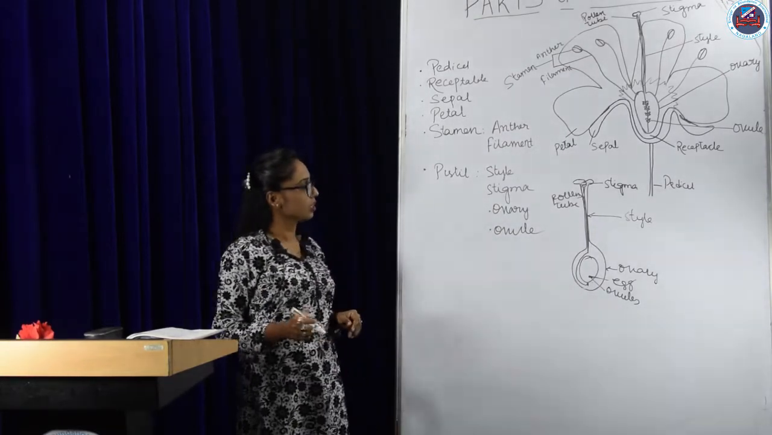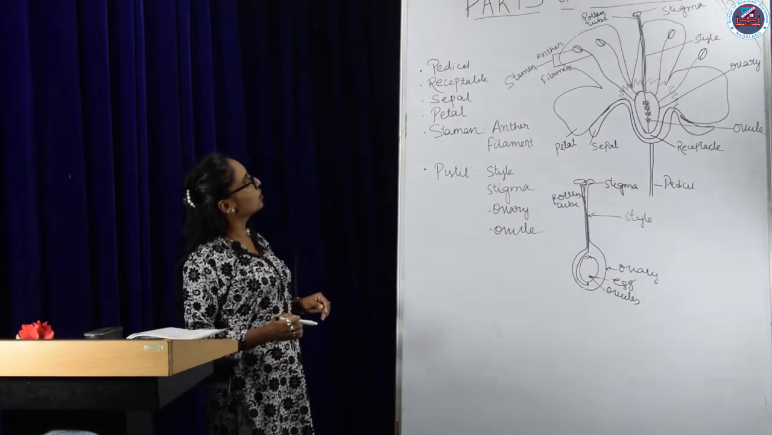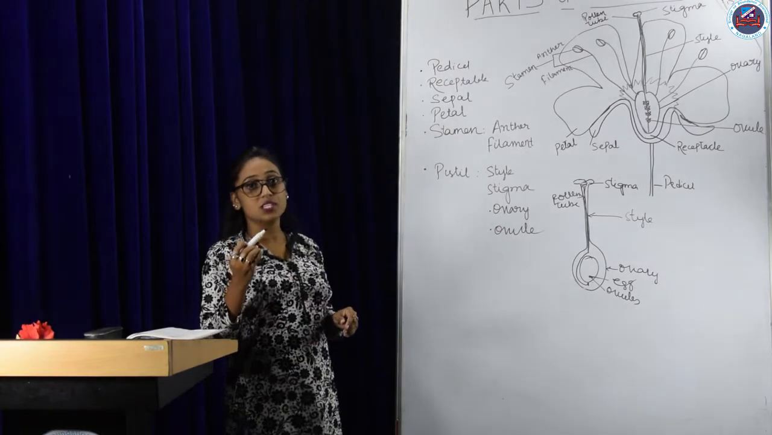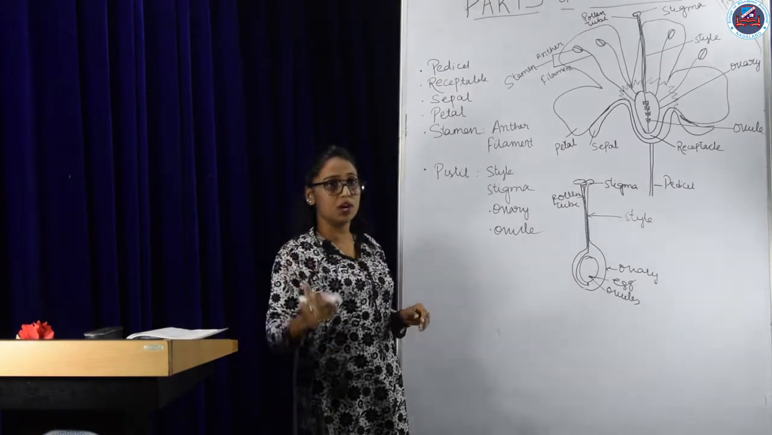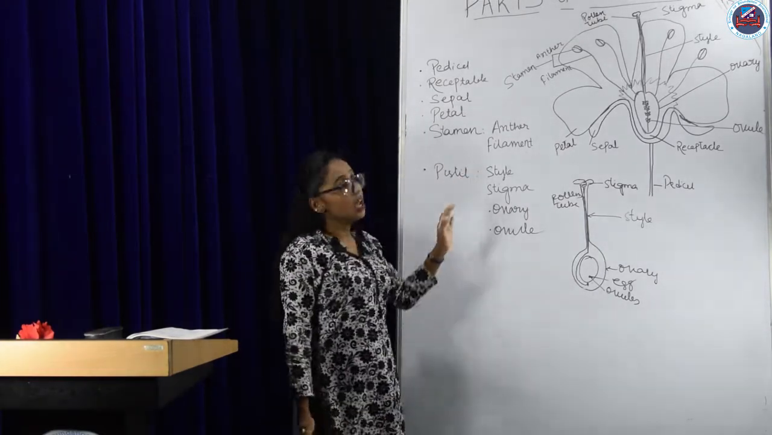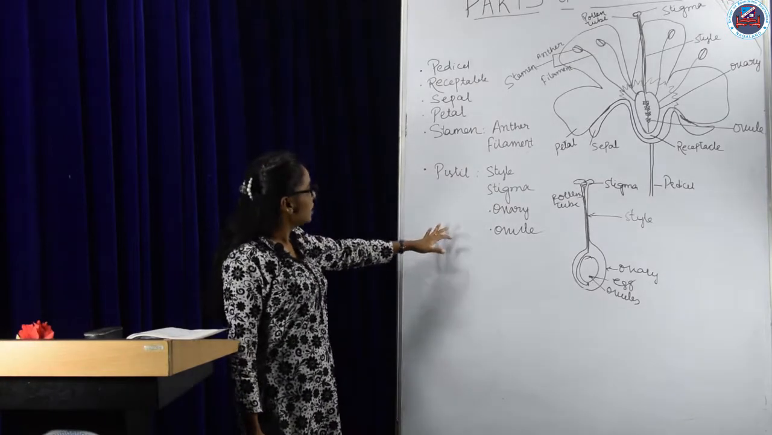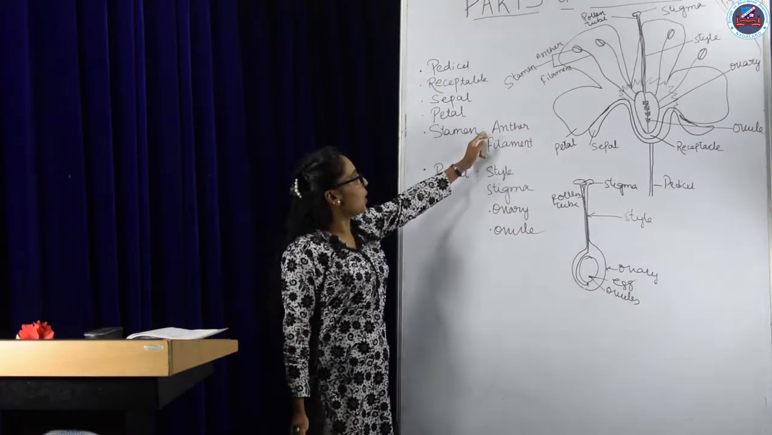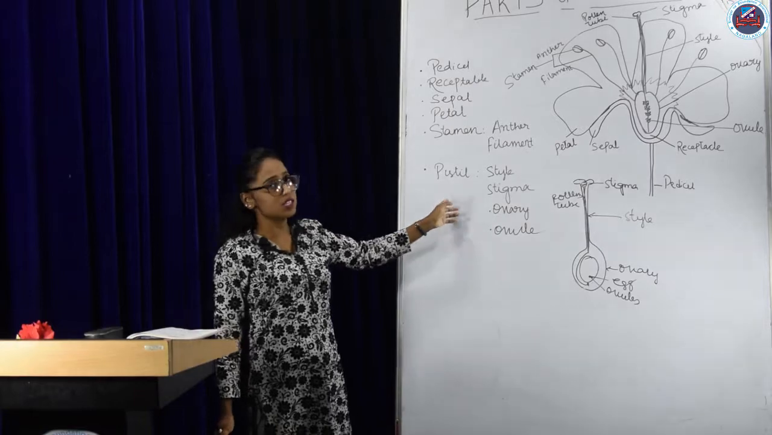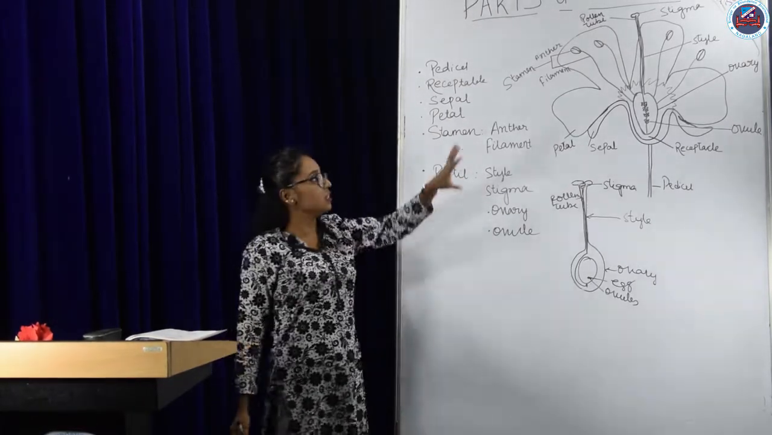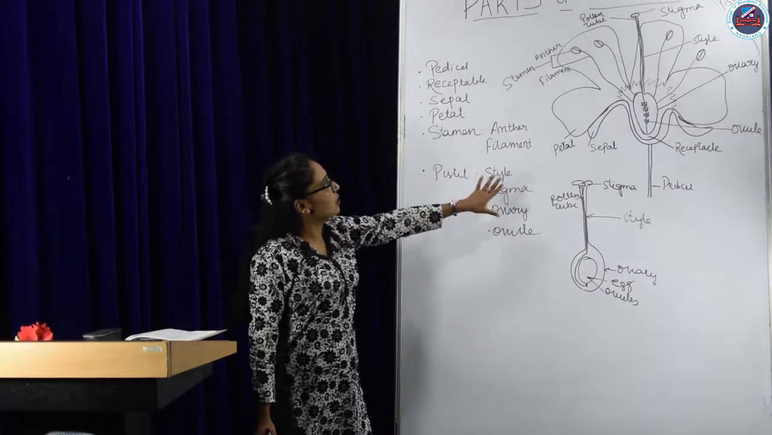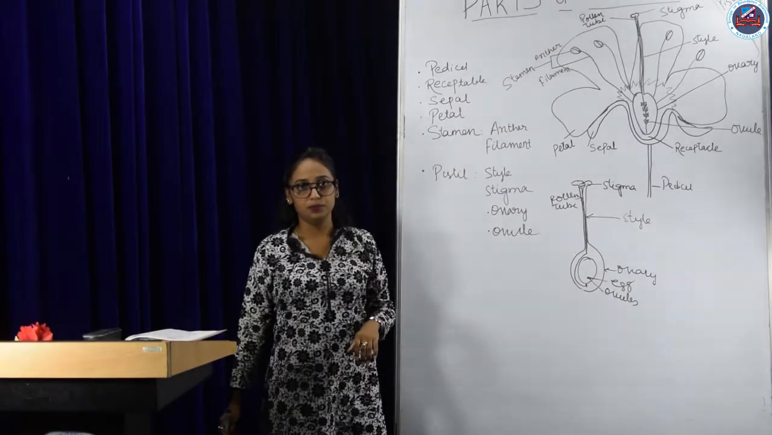So here we have learned about the different parts. What are the different parts? They have mainly two different parts, that is the male and the female part. The male part is called the stamen, the female part is called the pistil. The male part is further divided into anther and filament. The female part is further divided into style, stigma, ovary and ovule. So this is the complete diagram of the parts of a flower.